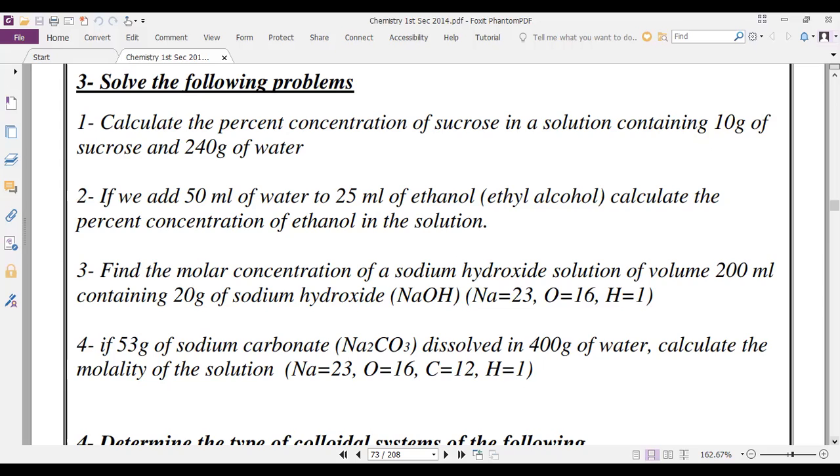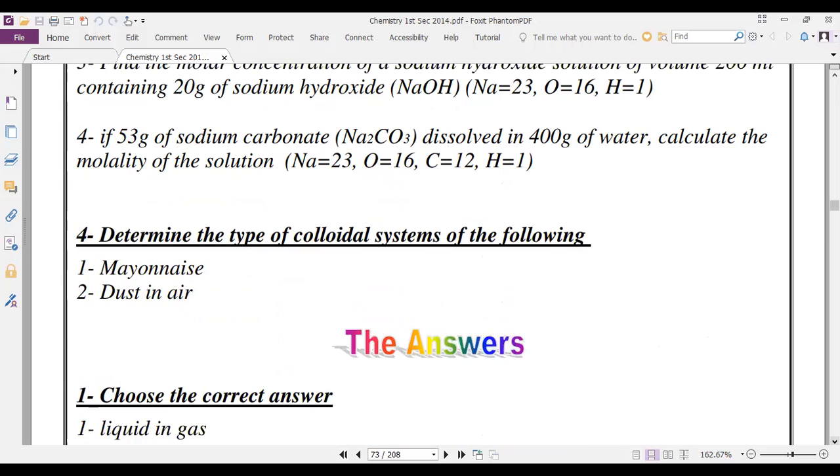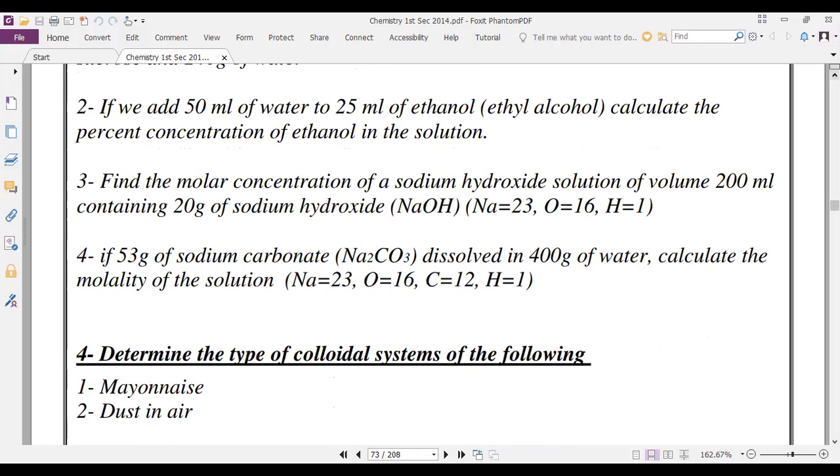Okay, so after that, determine the type of colloidal system for the following. Mayonnaise. First, the medium of dispersion and the dispersed substance. The medium is liquid, and the substance is liquid too. So it will be liquid in liquid, right. Okay, number two.